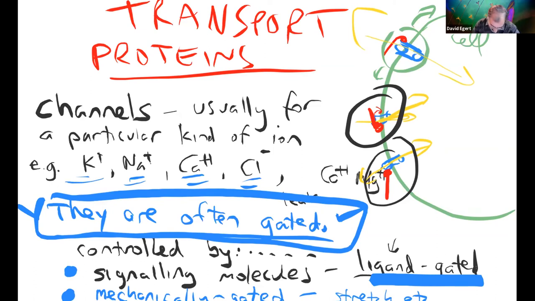So mechanically gated channels are going to be important for all these, like the sense of touch. For how does your stomach, I'm really full, my stomach is all stretched out. How do I know my stomach is stretched out? Because as your stomach stretches out, channels are going to open up in the cells and create electrical signals as these ions move that tell your brain that your stomach is stretched out. So stretch receptors, mechanically gated channels, are important in your body.